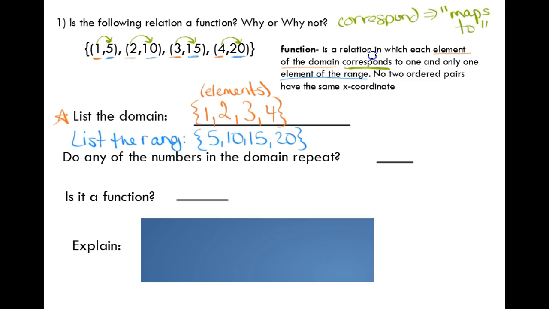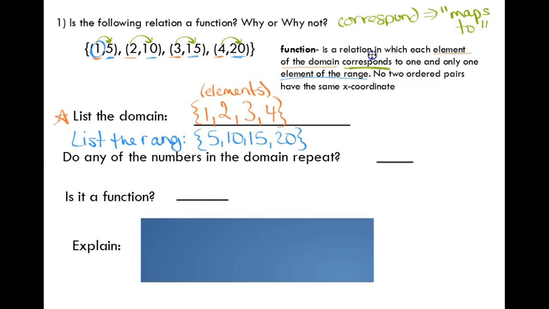Alright, so what we want to have happen is that 1, which is an element of the domain, is mapped to 5, which is an element of the range, and that's the only thing 1 is mapped to, or the only thing 1 corresponds to. So if you notice, 1 goes to 5, and I don't see 1 happening anymore throughout this whole set. So we're okay there. 2 only goes to 10. It doesn't go anywhere else. 3 only goes to 15, and 4 only goes to 20. So it sounds like we have a function.